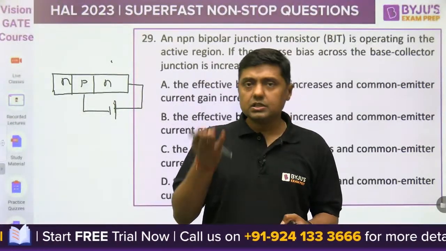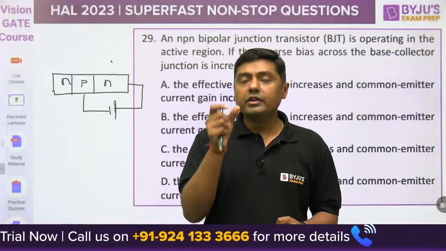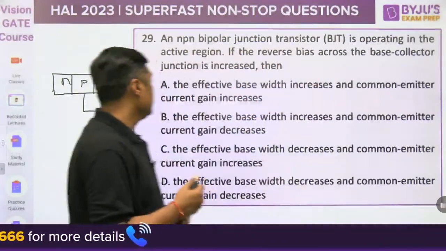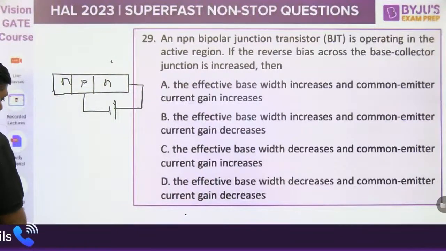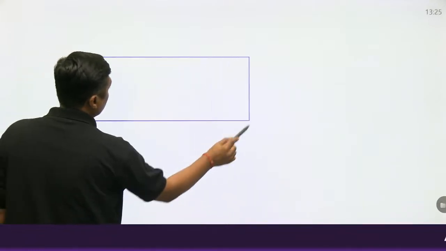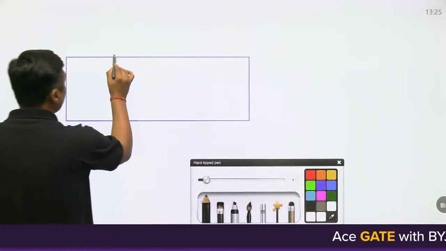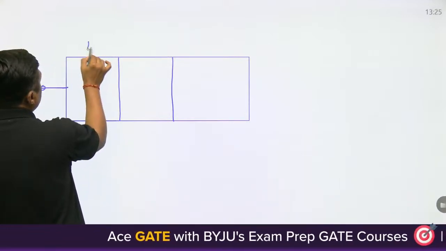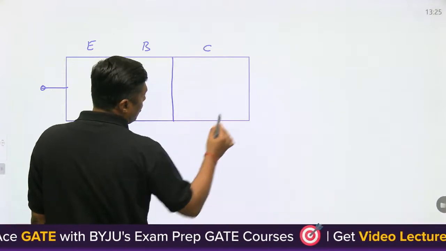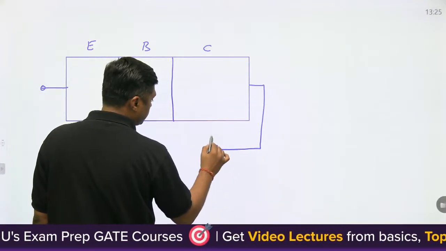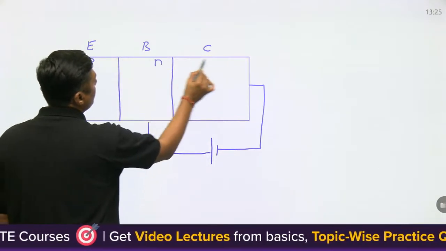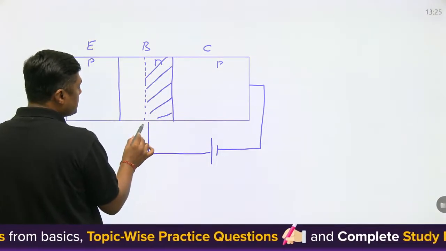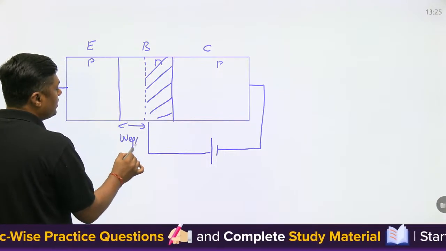Early effect means when we are increasing the reverse bias, the depletion width increases. When the depletion width increases, recombination decreases and current gain increases. This is the emitter region, and this is the base collector. When we make it more and more reverse biased, the depletion width increases in the base region. When the depletion width increases, the effective base width, where the recombination occurs, decreases.